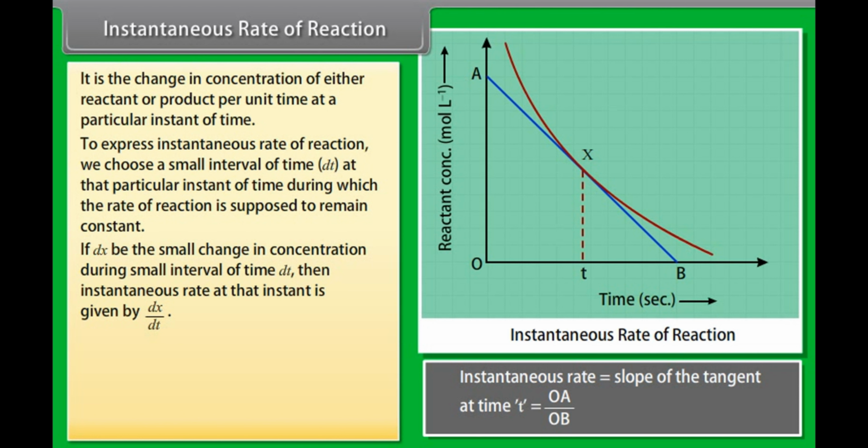If dx be the small change in concentration during small interval of time dt, then instantaneous rate at that instant is given by dx by dt. For a reaction in which A tends to B, instantaneous rate is equal to dB by dt.